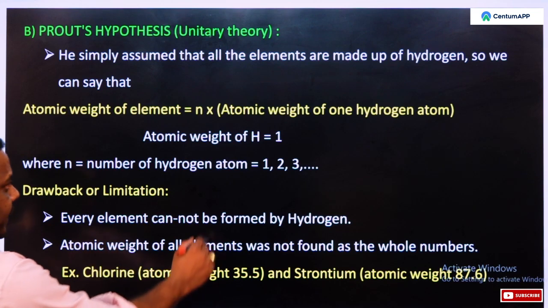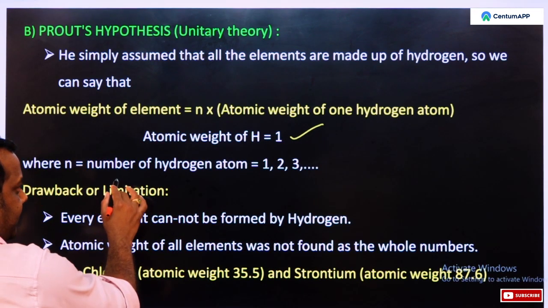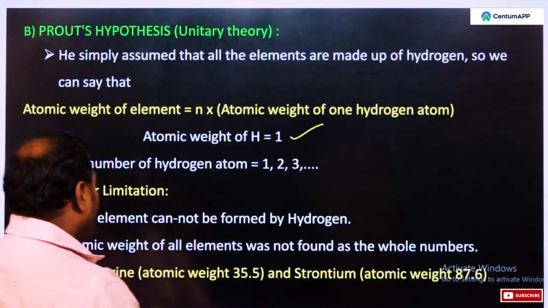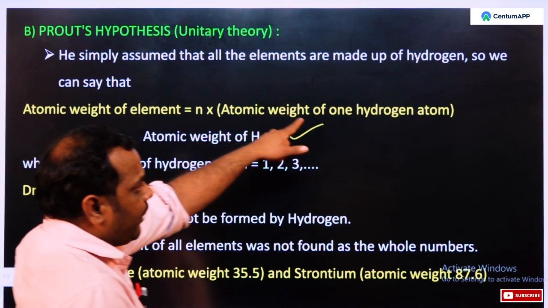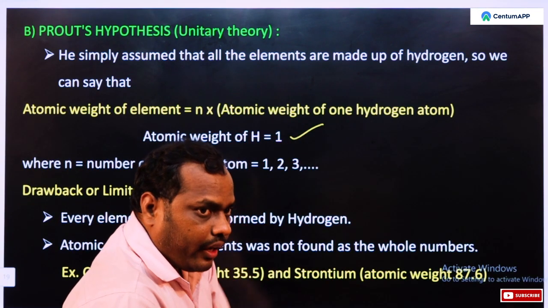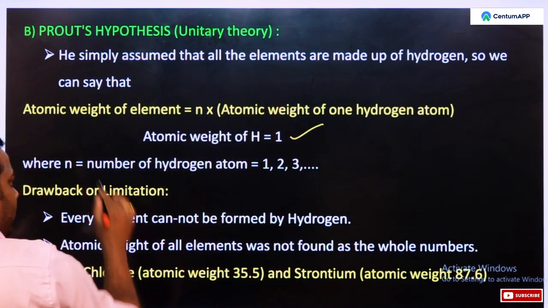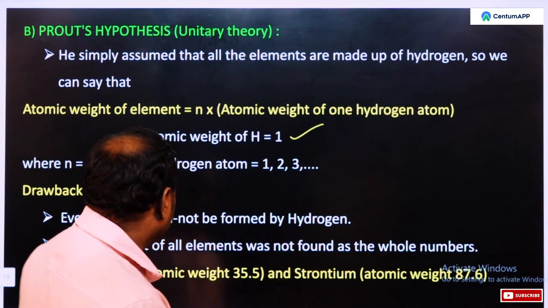The atomic weight of hydrogen is 1. Where n is the number of hydrogen atoms, equal to 1, 2, 3, 4 and so on. So the atomic weight of an element is equal to n times the atomic weight of one hydrogen atom, where the atomic weight of hydrogen is 1.